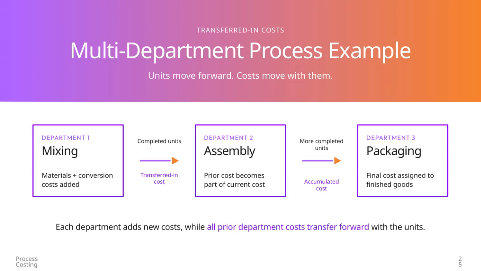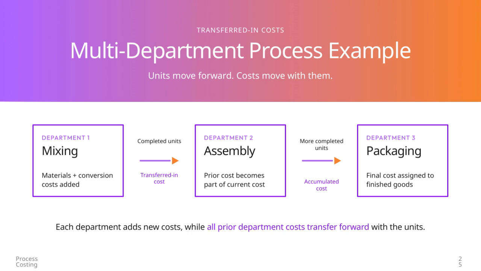Here, we're looking at how transferred-in costs work in a multi-department process. As units move from one department to the next, their associated costs move along with them. Starting in Department 1, which is the mixing stage, both materials and conversion costs are added to the units. Once these units are completed here, their costs become what we call the transferred-in cost for the next department.